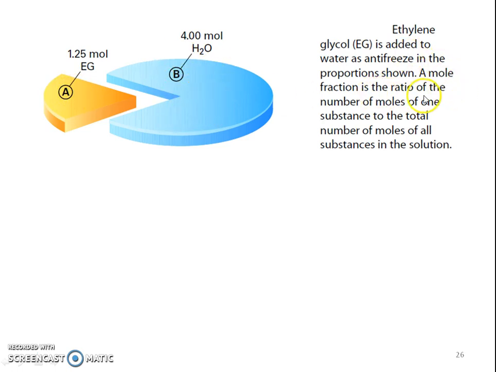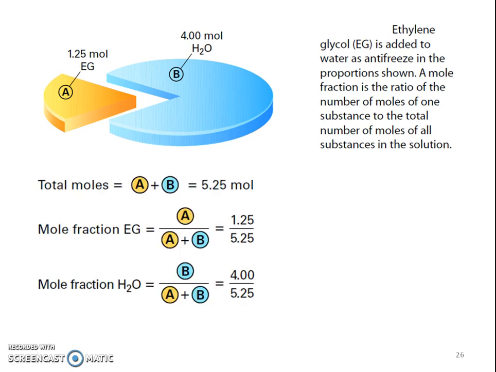A mole fraction is the ratio of the number of moles of one substance to the total number of moles of all substances in that solution. So if we look here, we have a total of 5.25 moles between component A and B. So we take that mole fraction here, and that mole fraction here, and what would be the sum of all the mole fractions in that solution?